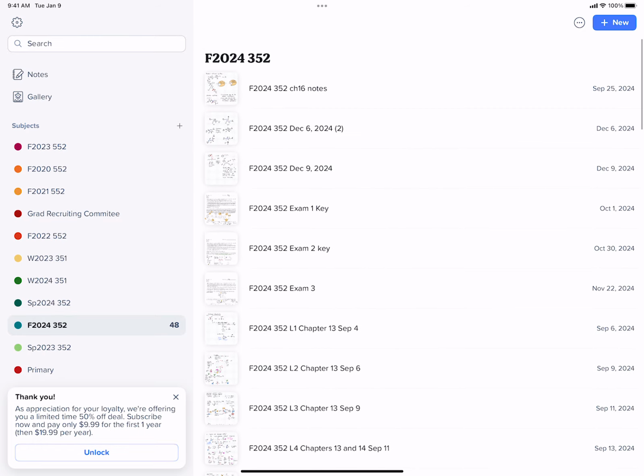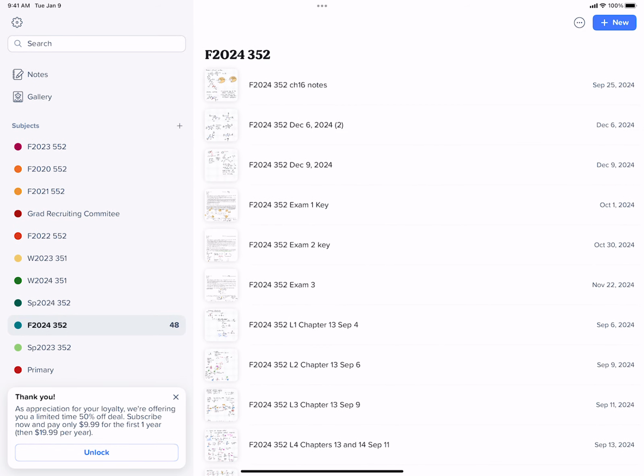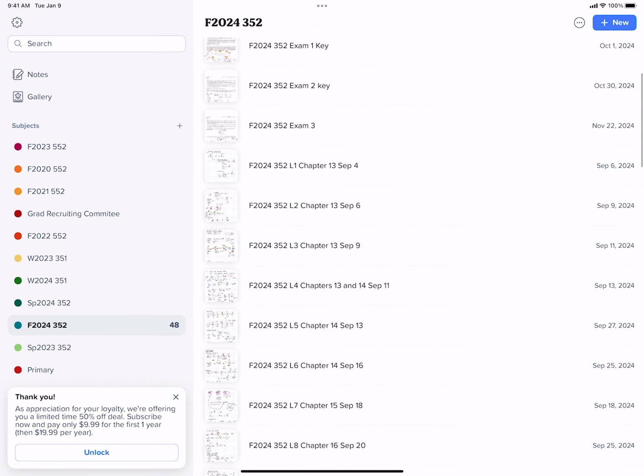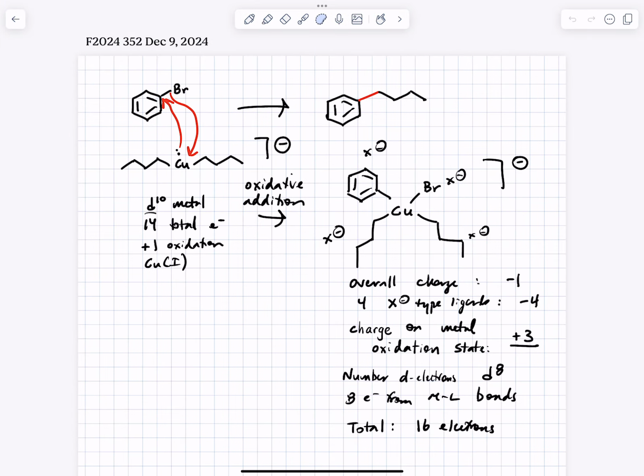Let's see. I just sort of lost the screen I was at, so that's fun. Went up to the top. There we go.